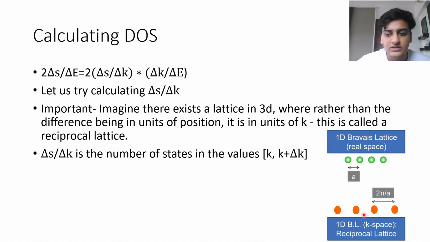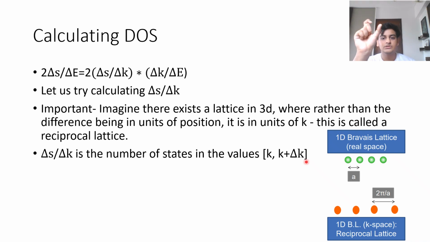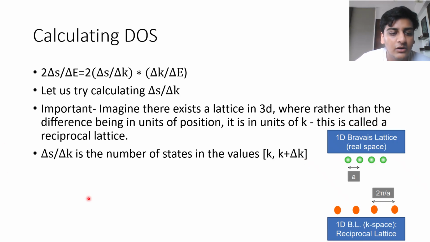Cool. So of course, if you have any doubts in any of this, you can always reach out to me. Delta S by delta K is the number of states in the values K and K plus delta K. So if I have delta S states in the values between K and K plus delta K, that will be the value of my delta S by delta K, which is what I want to calculate. So I just want to first draw your attention to what mathematical abstraction we are going to be using. It's just a 3D lattice in K space. Cool. So we can move on with the calculation now of delta S by delta K.